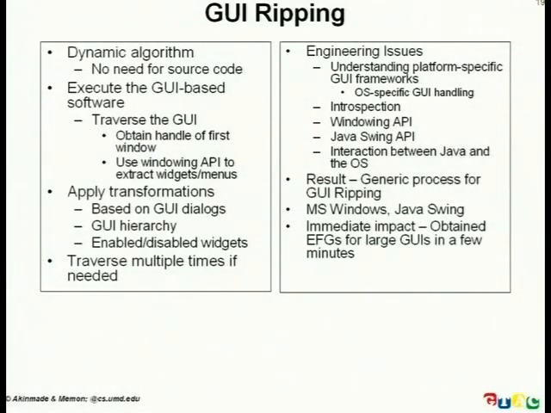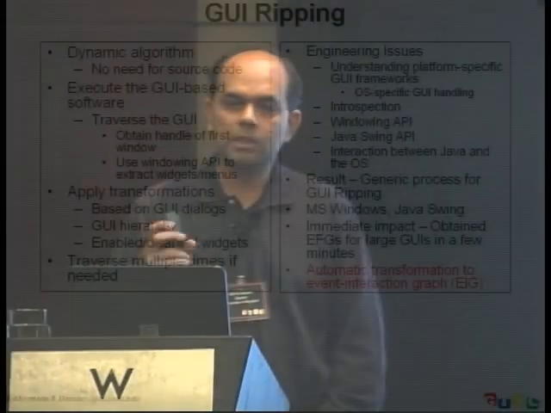Okay, so we can obtain event flow graphs for large GUIs in a few minutes. In fact, one of my students is working on GUI ripping for Microsoft Office, and he's able to do Microsoft Word. He's able to obtain 40 or so windows in Microsoft Word with 1,000 or so widgets in roughly 20 minutes. So that technology, he's still working on that. And so we are hoping that we can apply some of these techniques to Microsoft Word at some point. And then we can automatically transform the event flow graph to an event interaction graph using heuristics.